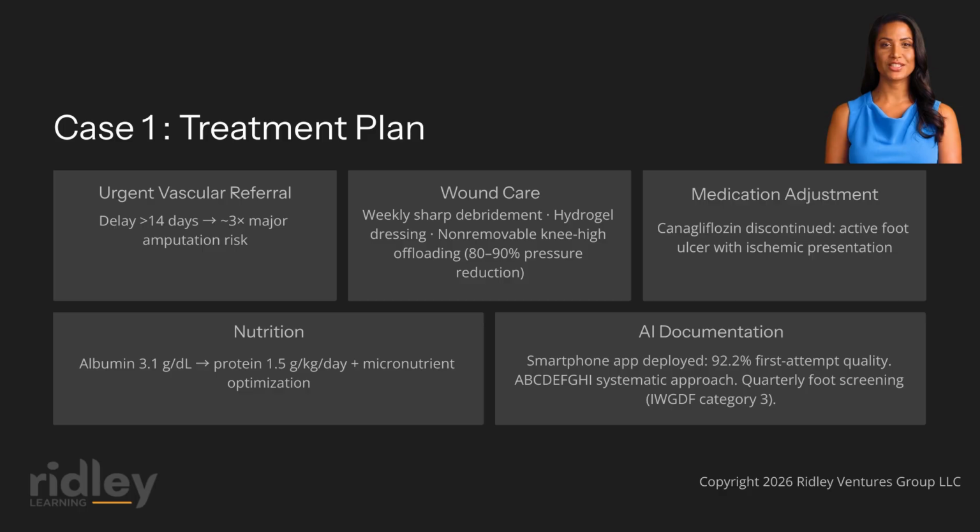The interprofessional team applies the ABCDFGI systematic approach to ensure thorough wound assessment that covers all clinically relevant domains. Given the patient's chronic kidney disease stage 3 and diabetes, quarterly foot screening is recommended per IWGDF guidelines for high-risk Category 3 patients, with monthly foot examinations shown to reduce major amputation rates by 17% in dialysis populations.